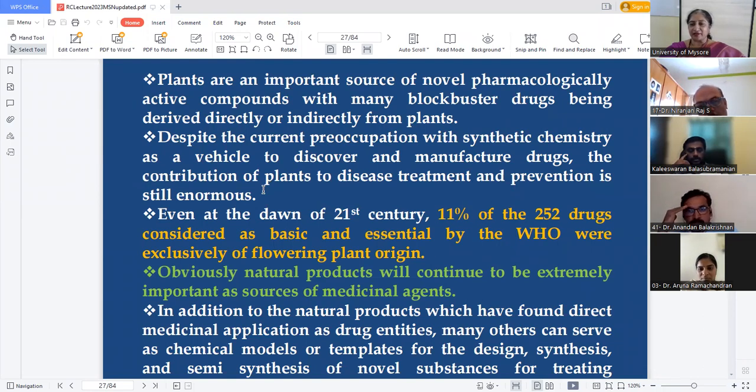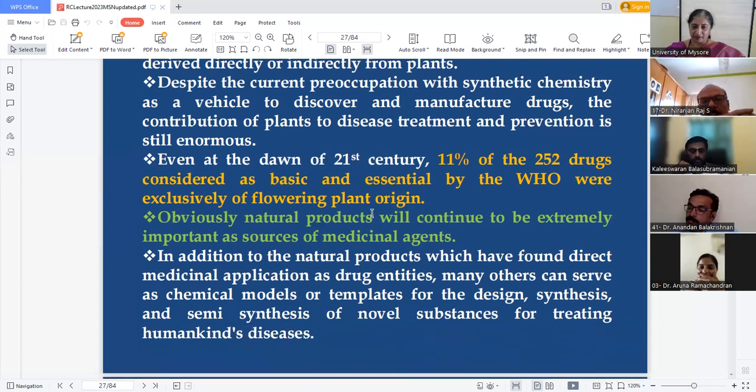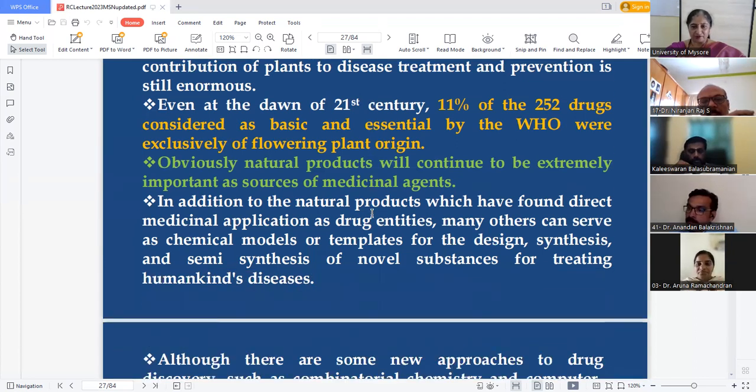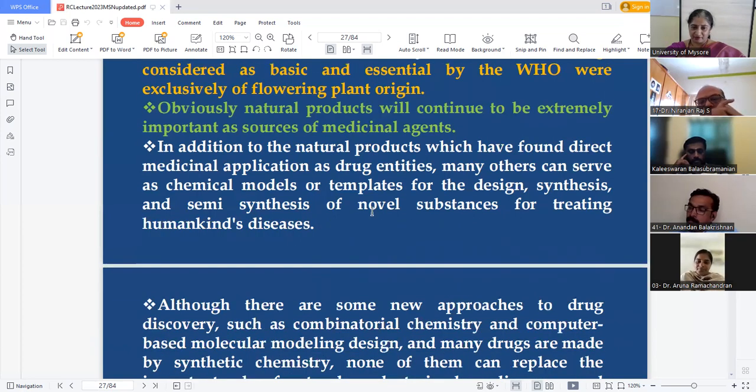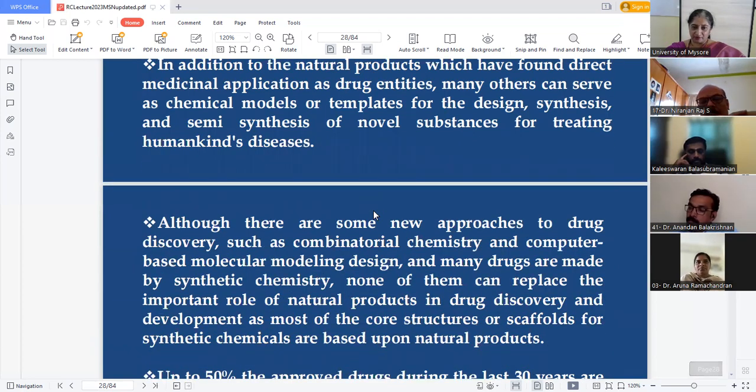Okay. So now we know that plants have novelty and they are pharmacologically important because many blockbuster drugs have been directly or indirectly derived from plants. And as the data goes, at the dawn of the 21st century, 11% of the 252 drugs that are basic and essential by WHO are defined as drugs with exclusively flowering plant origin. And therefore, it is used in the treatment of human diseases, what I have expressed a few minutes back, okay?